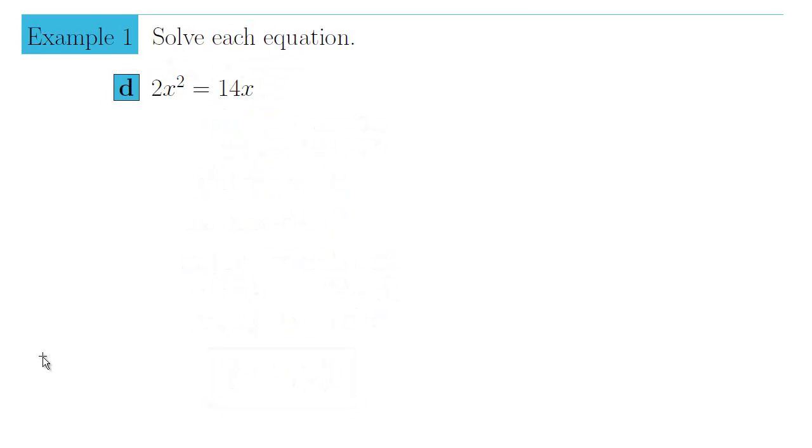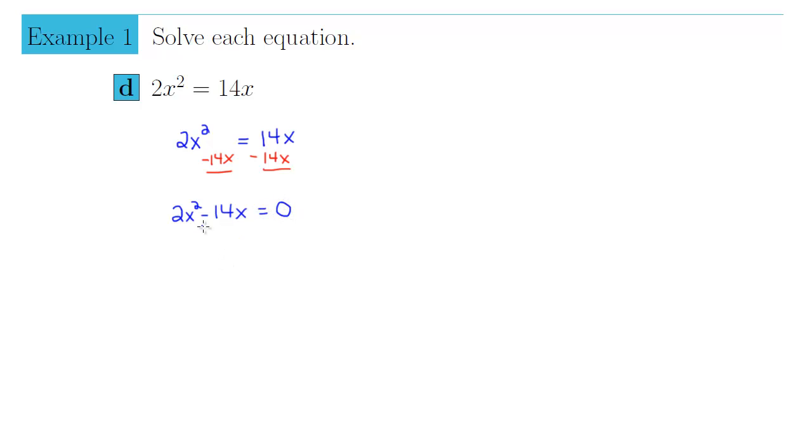D. Solve the quadratic equation 2x squared equals 14x. The degree is 2. It's a quadratic equation. Our first step is to get 0 on the right side. That means we need to move the 14x from the right to the left by subtracting it from both sides. So let me rewrite our equation. 2x squared equals 14x. Subtract 14x from the right and from the left so that we get 0 on the right side. That tells me on the left side we have 2x squared minus 14x equals 0.